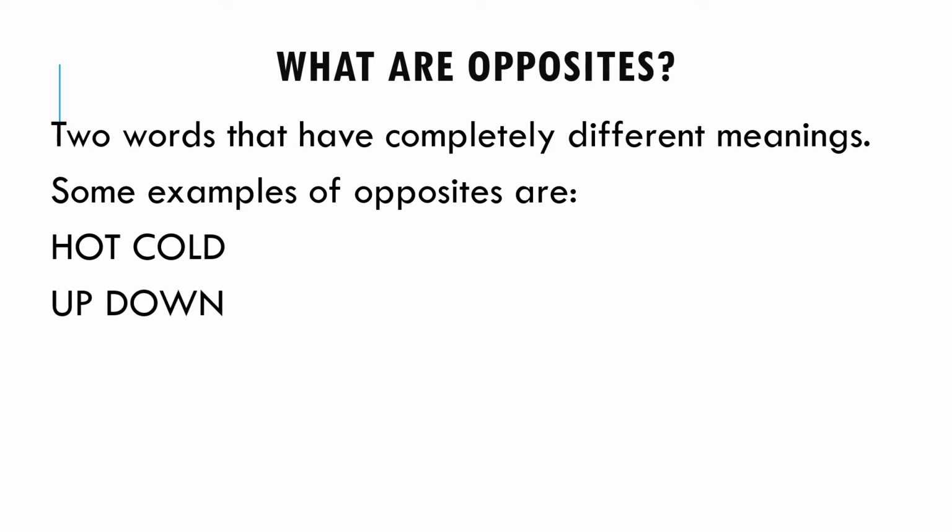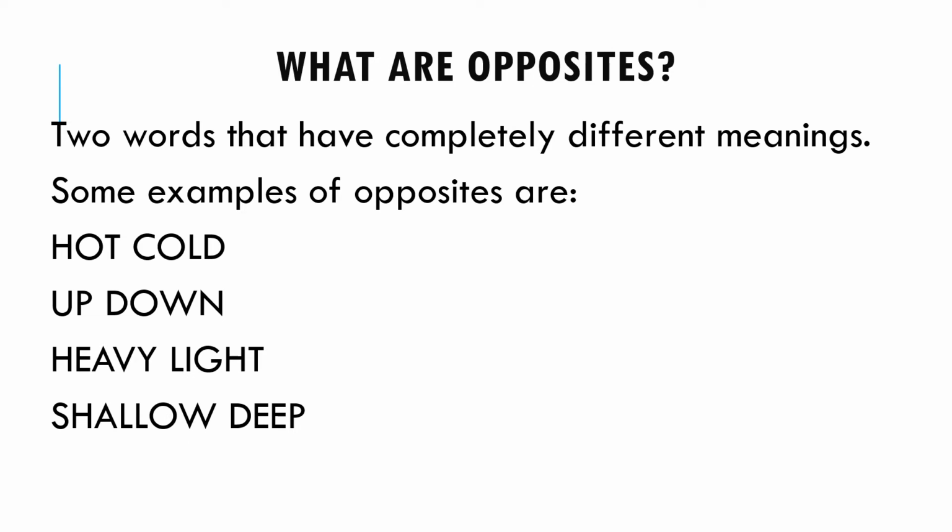Up, down. A seesaw goes up and down. Heavy, light. The elephant is heavy, but the feather is light. Shallow, deep. If something is not shallow, then we say it is deep. The river is shallow, but the ocean is deep.